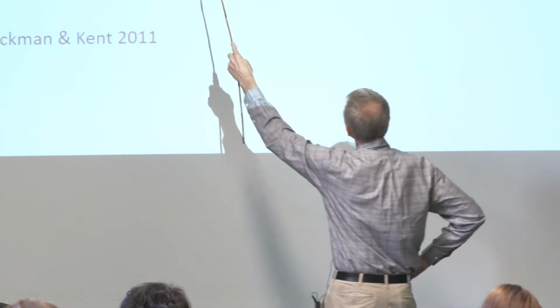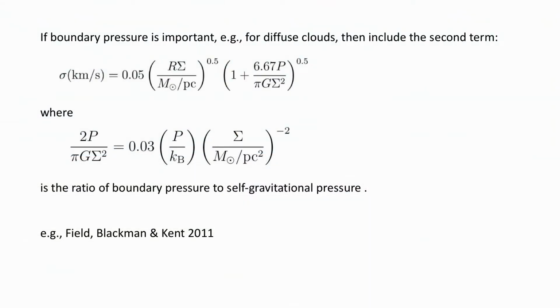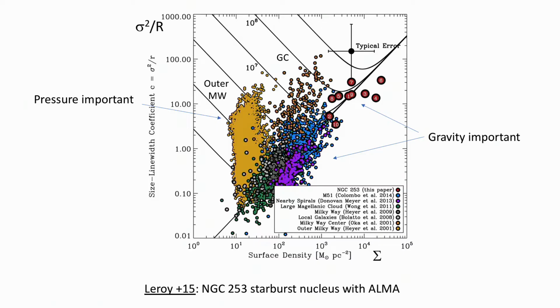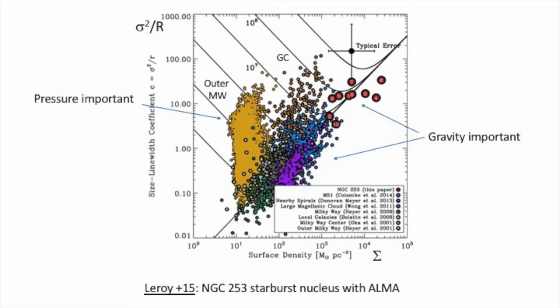If boundary pressure is important, you have to add that other term, and that ratio here is just essentially the boundary pressure over the self-gravitational pressure of a gravitating object. When you add that, there's another track. Here's the pure gravity, here's the pressure boundary condition, and here's the distribution of clouds. These are the outer Milky Way clouds, pressure dominated. Center of the galaxy, other types of galaxies, local galaxies, Large Magellanic Cloud, and so on. So you have both. So some clouds are pressure bound, some clouds are bound by gravity.